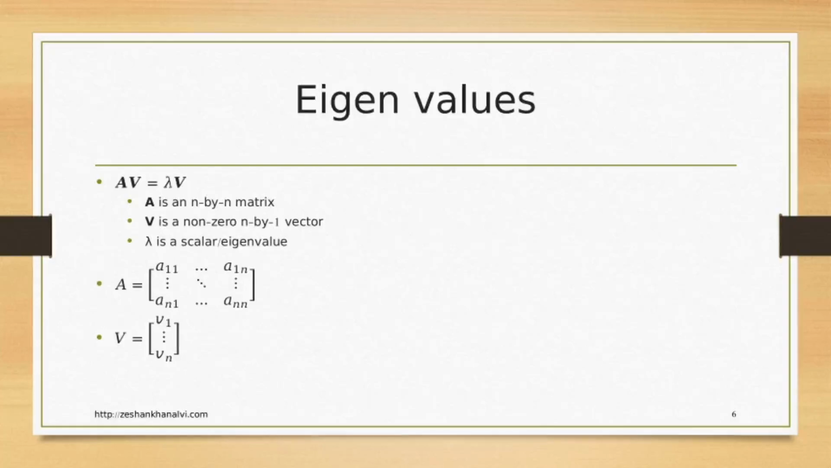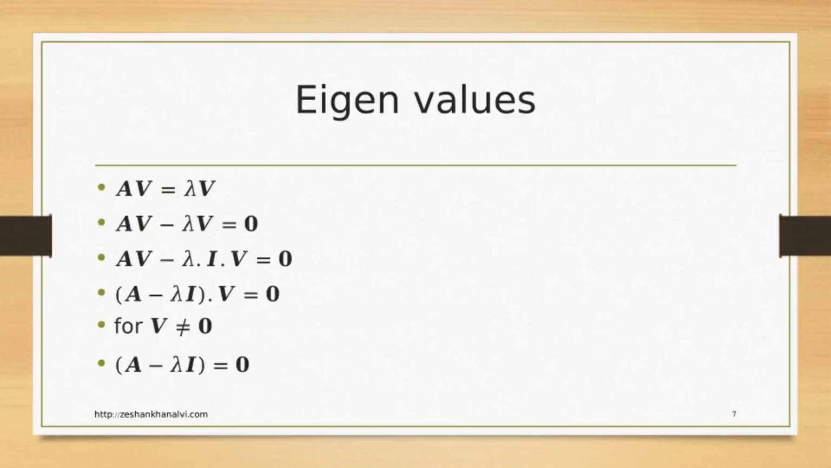Now the eigenvalues, as we know, are scalar values which can be computed by A, the original matrix, into a vector v is equal to lambda, the eigenvalue, into that vector v. And by this arithmetic we can compute lambda. As we have A, we can compute lambda by using A. Okay, a simple algebraic expression or algebraic solution.